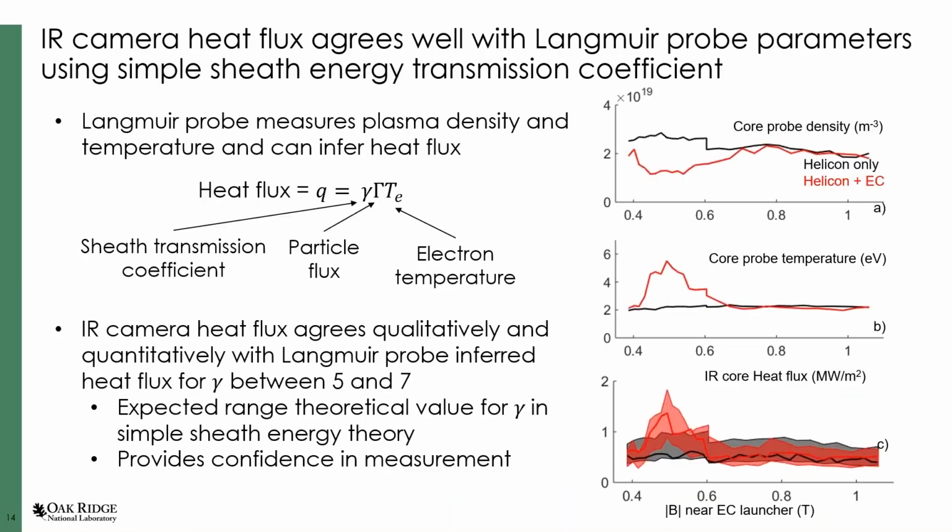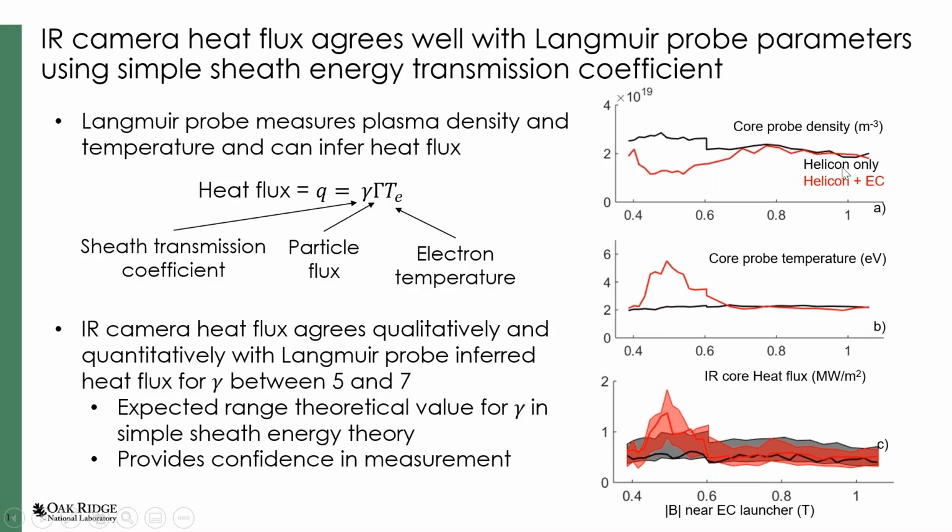But again, going back to this point, do the models and measurements make sense? One way you can do this is to compare to another measurement to see if they agree or not. So here I also show you measurements using a Langmuir probe, which measures the plasma density and temperature, and it can infer a heat flux using this formula below. And the tricky thing about this formula is the sheath transmission coefficient, which can vary quite a bit. So I'll show you some experimental data on the right.